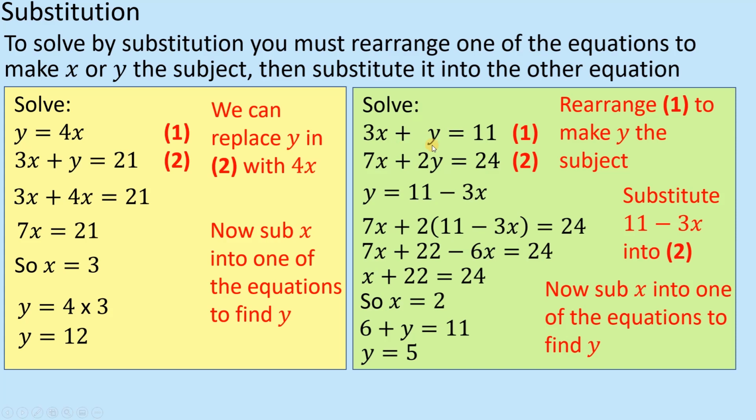Personally, with this kind of question, the one covered in green here, I would have tried to eliminate by doubling this one at the top. Please look at the other lesson on solving simultaneous equations by elimination, and understand what I mean by that. But again, there's nothing wrong with either process. You just have to decide which one is best based on the kind of question.